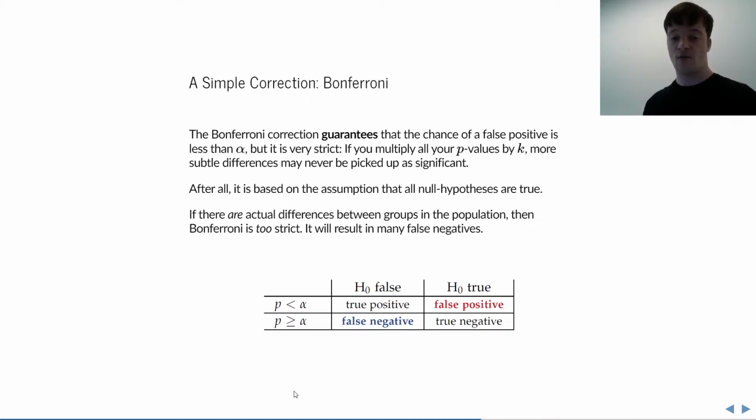So what we're going to do is we're going to try a different correction that still, hopefully, guarantees that the number of false positives stays low, but is also more friendly to the number of false negatives, so it preserves power.